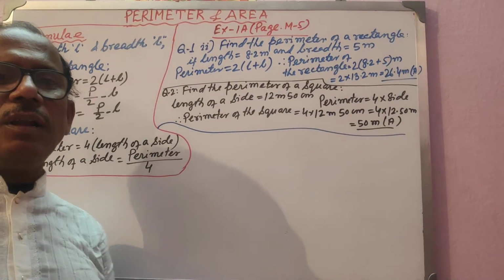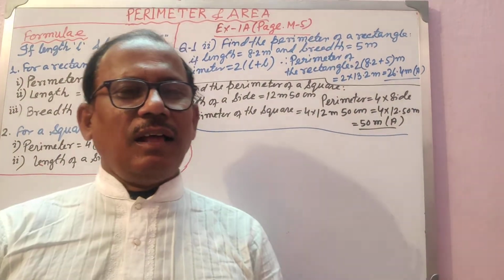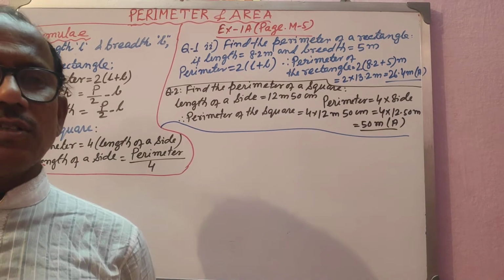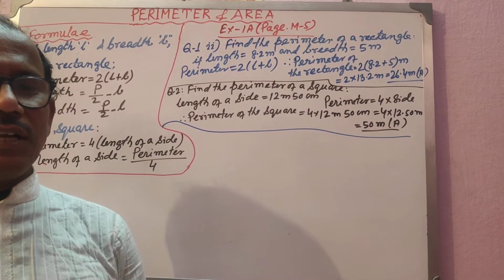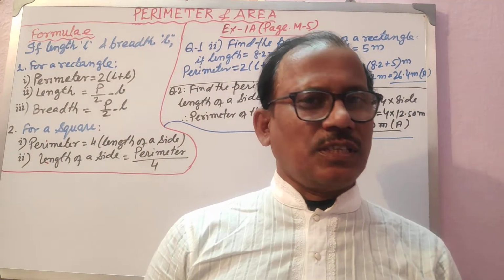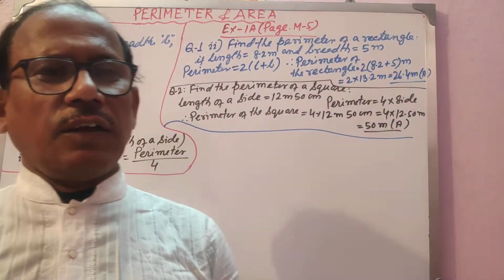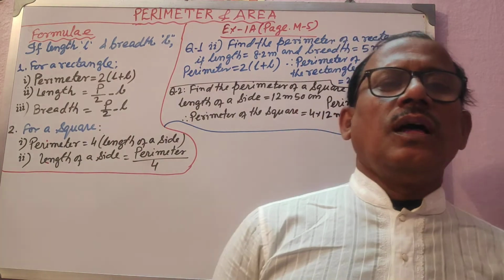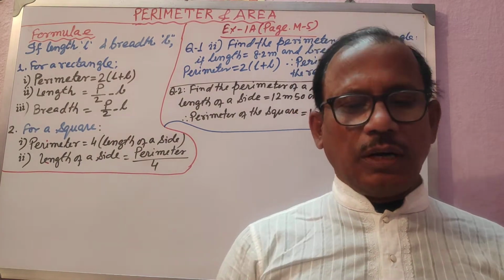Children, now we will be learning perimeter and area. You know this subject because last year you have done all these things, and you know what the perimeter of a plane figure is and what its area will be. First of all, we will take perimeter. Perimeter means the length of its boundary.